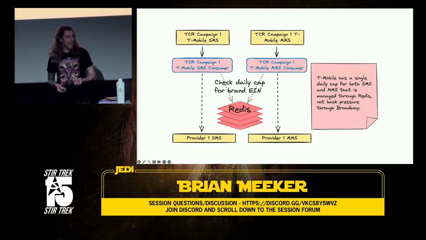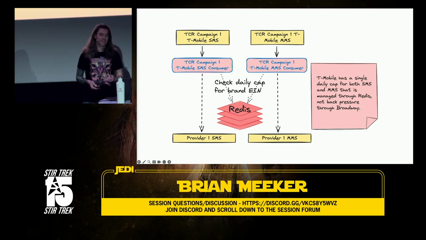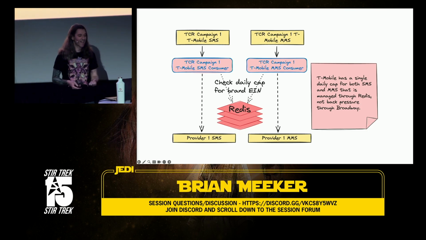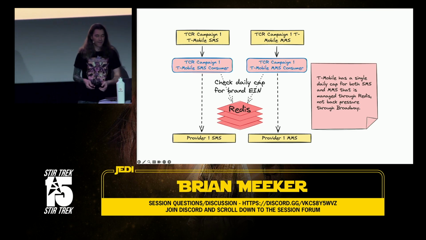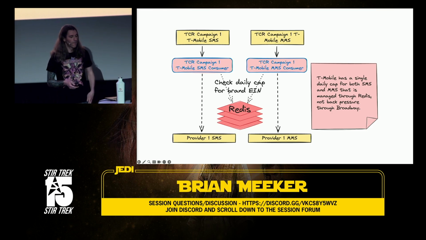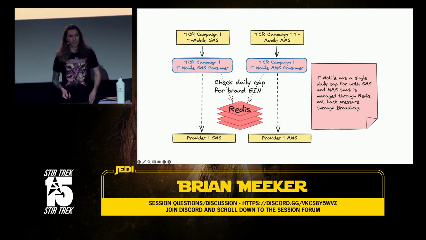So we keep track of how many messages have been sent for that brand's EIN for that day in Redis. Every node in our cluster checks that same key in Redis for that brand's EIN. So if we haven't hit the limit yet, the message can be forwarded to the correct provider queue. If we have hit the limit, then it needs to be sent to a retry queue. We talked about retries in the context of providers, but the same retry strategy applies to all of those carrier consumers as well.